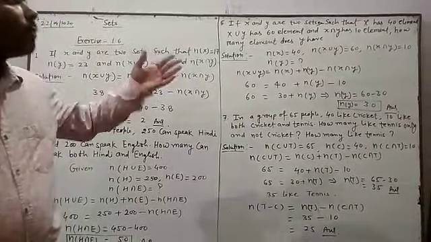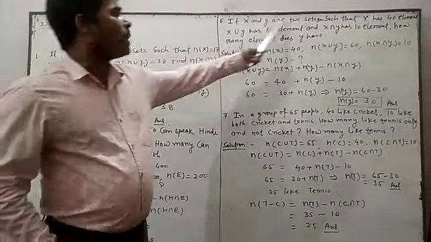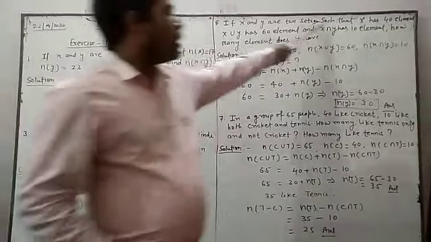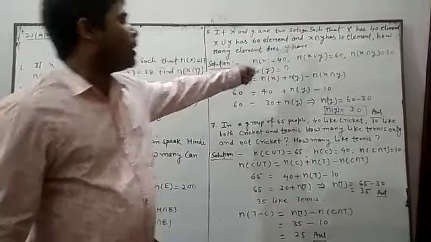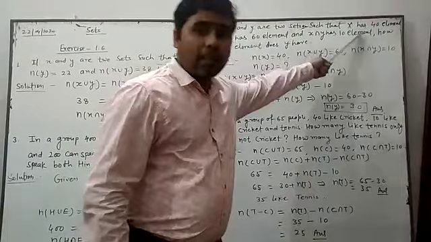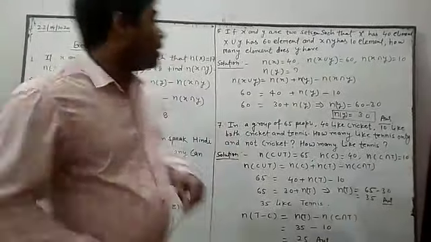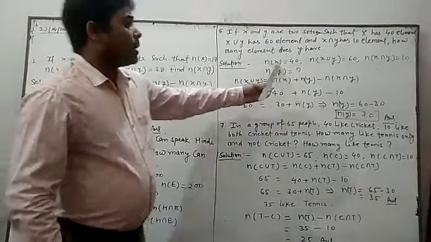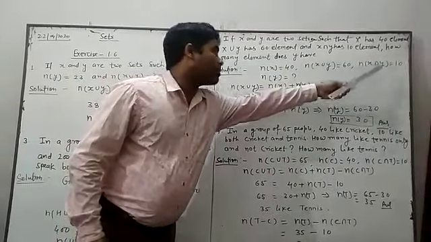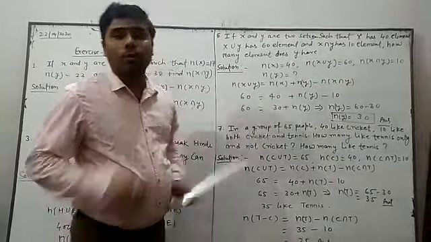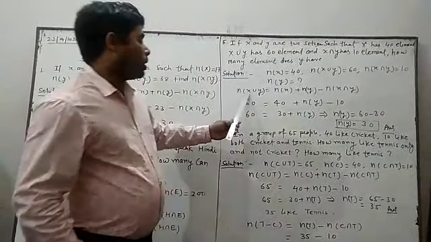Now another type of question. If X and Y are two sets such that X has 40 elements, X union Y has 60 elements and X intersection Y has 10 elements, how many elements does Y have? Only Y. Now the number of elements in set X is 40, union is 60, intersection is 10, and the number of elements in Y is equal to what? So we have to use this formula.